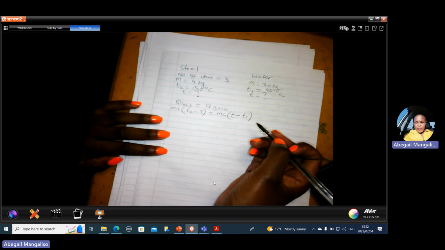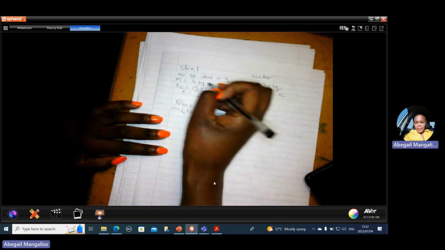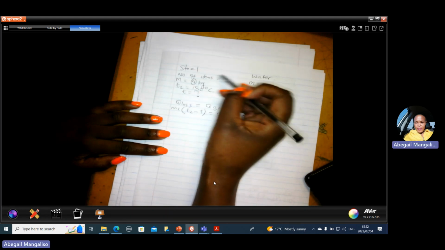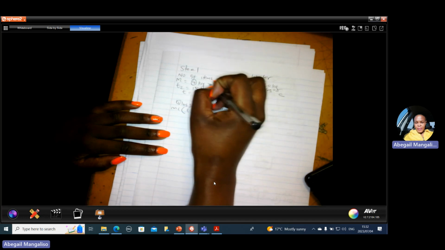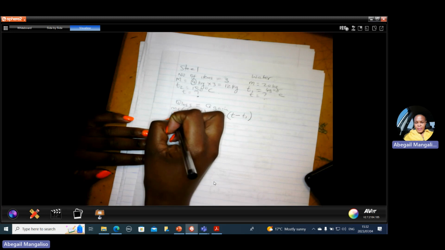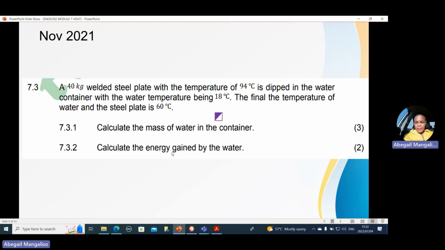Next step is substitution. The mass of the number of items, so we need to multiply. Each mass is 4 kg. So if there are 3, it will be 4 times 3 and equal to 12 kg. So for 3 plates, it will be 12. If it's just a single plate, it is 4. So here we're going to put 12 because the total is 12. We multiply by, we need a specific capacity of steel. Specific capacity of steel, we can use the table.